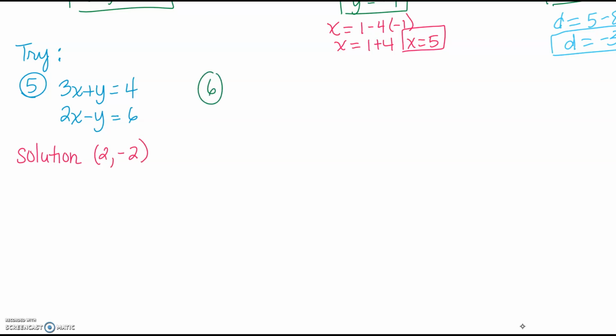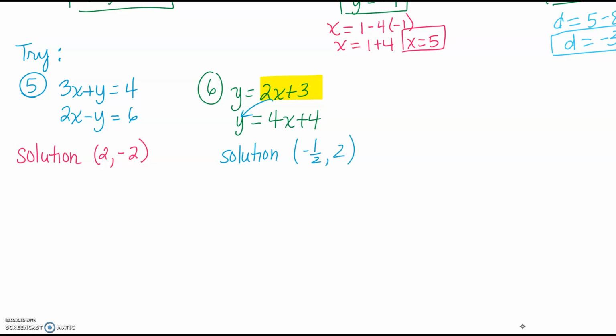All right, try number 6. Y equals 2x plus 3. Y equals 4x plus 4. So both of these are already solved in terms of y. I'm going to help you out a little bit because sometimes students get confused when both are solved in terms of y. You just pick one. It doesn't matter which one you pick. So if I choose the first one, where there's a y in the second equation, you're going to replace that with 2x plus 3. Your solution should be x is negative 1/2 and y is 2.